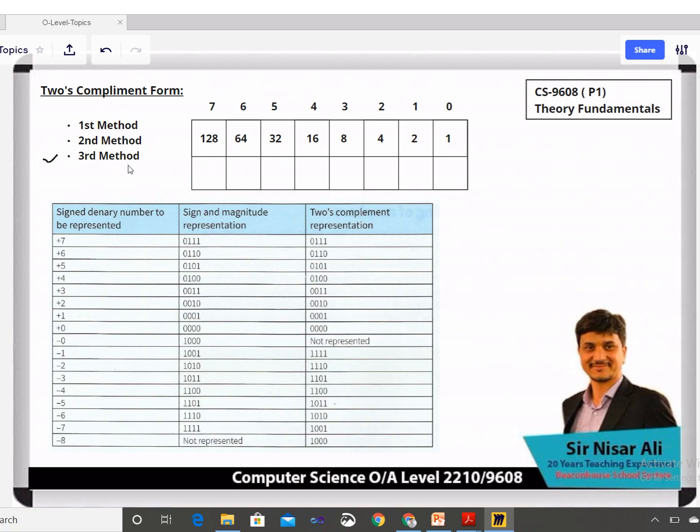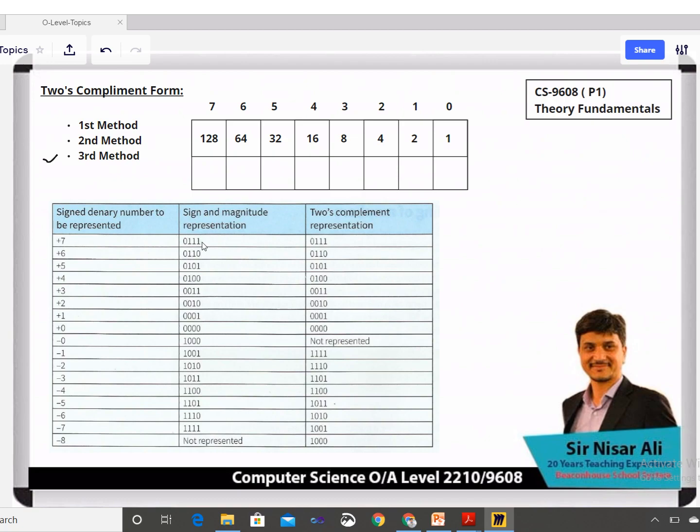And the third method, which was simple, is also called the direct method, and it's the easiest method. From the right side you will reach the first one, and after that one you will reverse all the other numbers. And now you can see the denary numbers, like we have the positive numbers +7, 6, +5, 4, 3, 2, 1 up till here.